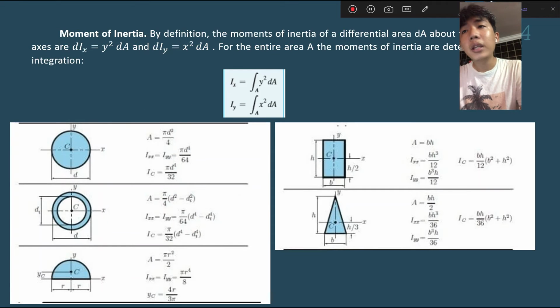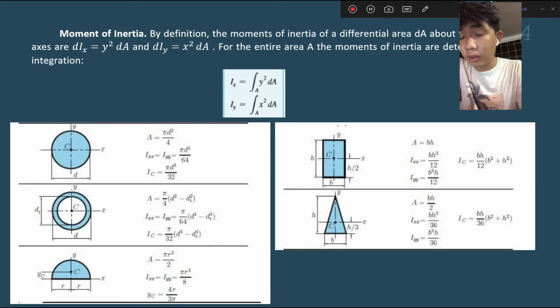So the moment of inertia, by the other definition, for the differential area dA about the x and y axes, are the differentials dIx equal to y squared dA and dIy equal to x squared dA. For the entire area A, the moments of inertia are determined by integration: Ix is equal to the integral over A of y squared dA, and Iy is equal to the integral over A of x squared dA.